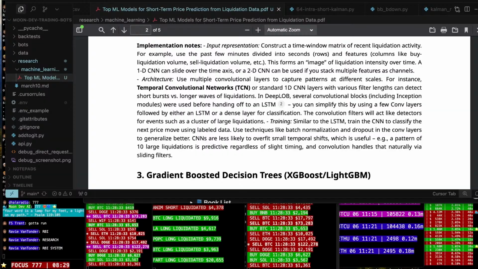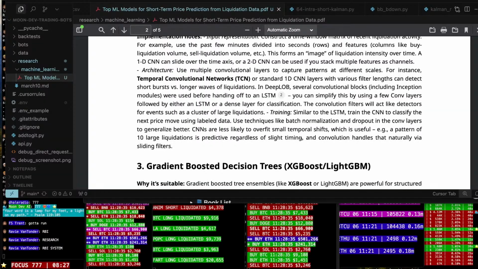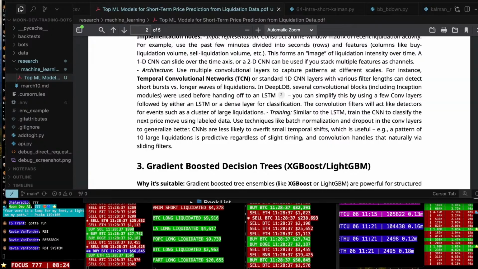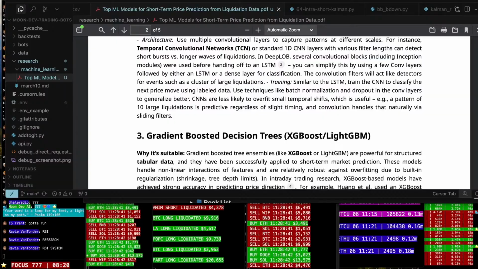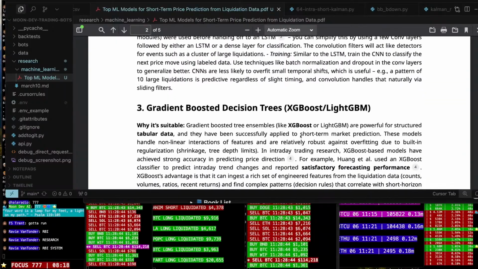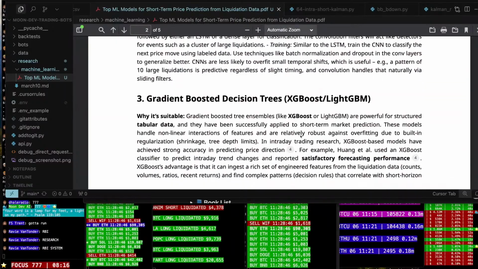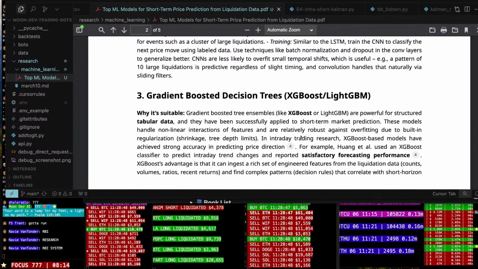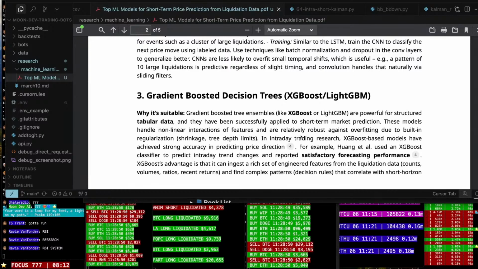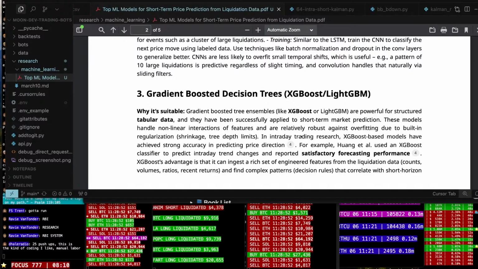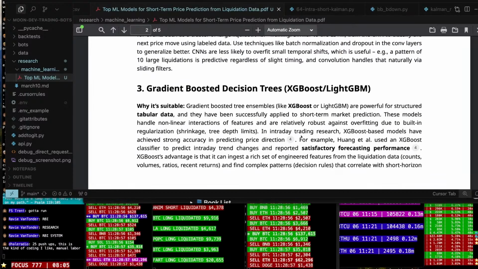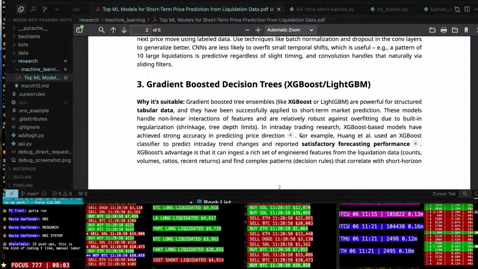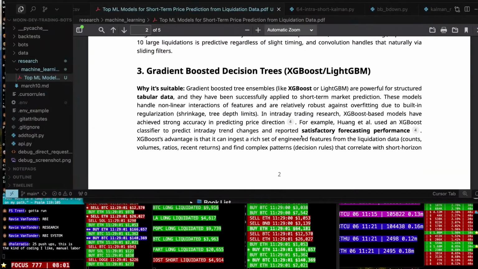Use techniques like batch normalization and dropout in the convolutional layers to generalize better. CNNs are less likely to overfit small temporal shifts, which is useful. A pattern of 10 large liquidations is predictive, regardless of slight timing, and convolution handles that naturally via sliding filters.